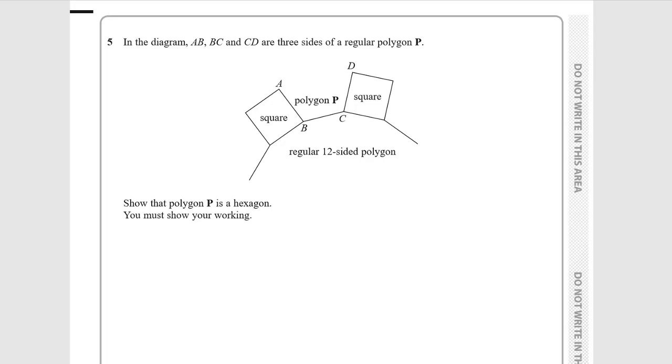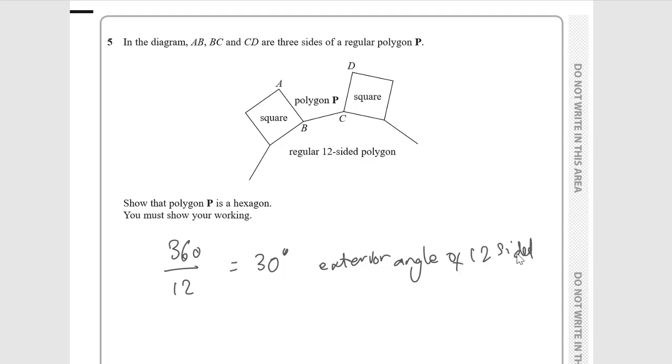Okay. So, let's say 360 divided by 12. Because we've got a regular 12-sided polygon here, so we divide by 12 to find the exterior angle of the 12-sided polygon. So we've got here 30. So this is going to be the exterior angle of the 12-sided polygon.